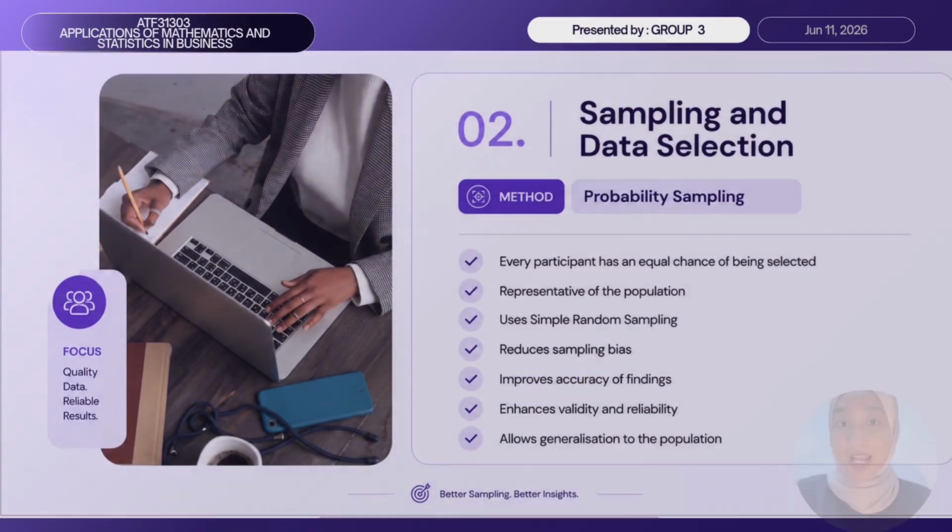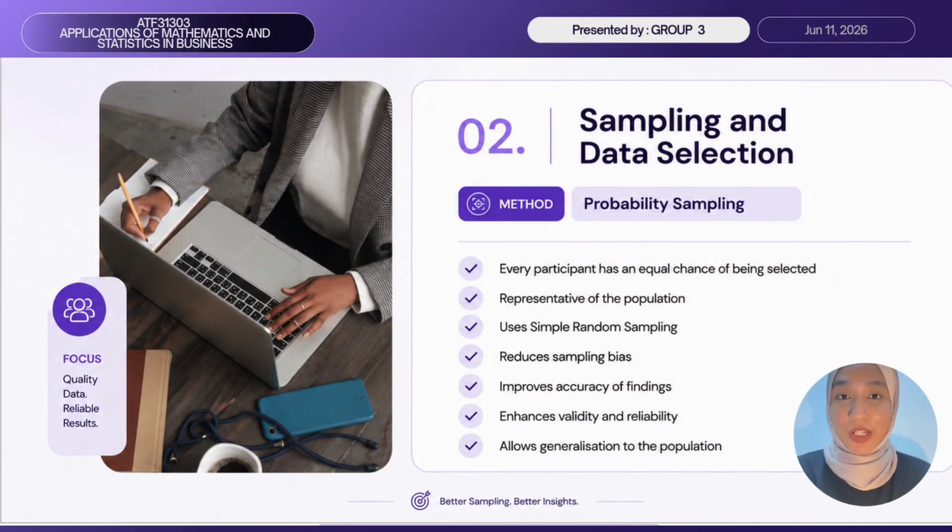Thank you. Hi, my name is Nurul Salsabila binti Muhammad Lufi and my metric number is A23A1481. So I will continue about sampling and data selection.